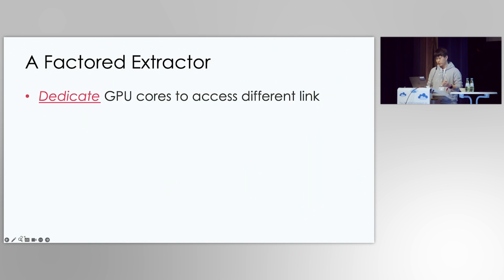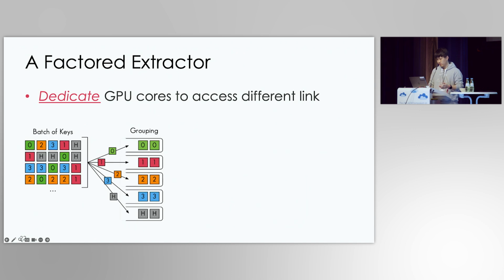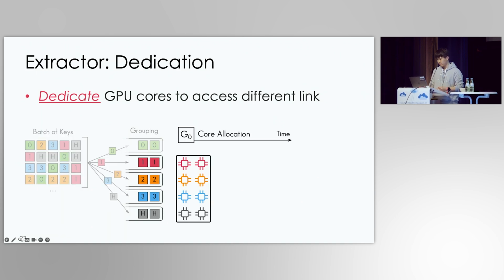In the extractor, UGACHE proposes a factored extraction mechanism. The meaning of factor is that we dedicate different GPU cores to access different links. Specifically, for each batch of embedding keys to extract, we first group the keys together based on their source location to read. Then, in each group, we dedicate specialized GPU cores to extract corresponding embedding entries. The number of cores is carefully determined with pre-profiled information about the platform. Therefore, congestion caused by too many cores accessing the same interconnect can be avoided.